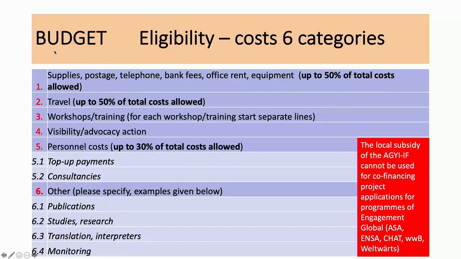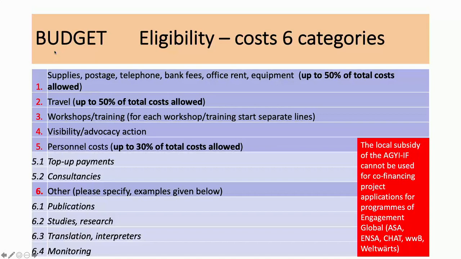What are you doing to promote this, highlight this, make people aware of this African-German exchange program, advocacy groups, get more people interested, get more young people activated to participate in exchange programs? Those are visibility advocacy actions. Number 5 is personnel costs. Because your organization is spending time in implementing this project, you might be able to recover some of these staff costs as top-up payments. We'll get into the detail of that just now.